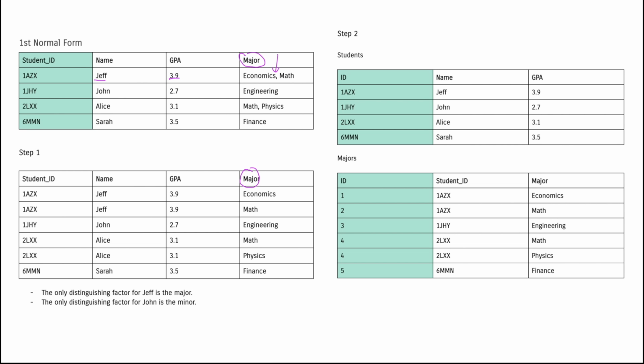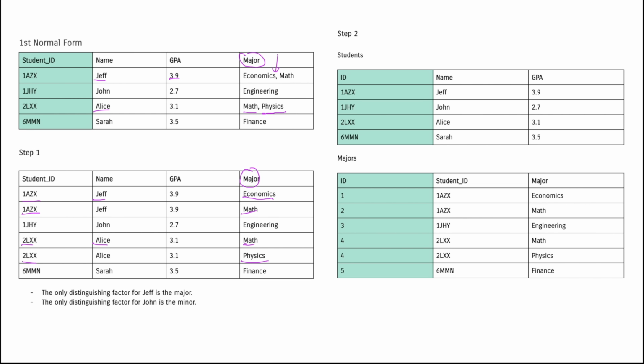So now we're going to have two rows that reflect the information. We've got Jeff, and we have one row for economics and one row for math. And similarly with Alice, who's majoring in math and physics, we have Alice and one row for math and one row for physics. But that's only the first step. Now, we don't really have a primary key here, right? Because we have student ID, but we have them repeated. So those don't really function as primary keys.